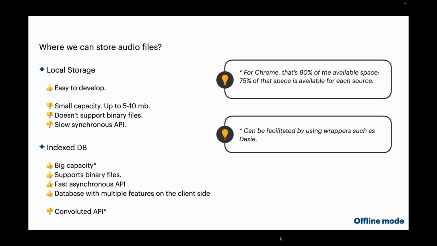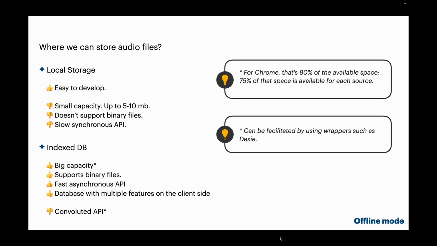Another option is IndexedDB. It offers a relatively larger capacity. For example, in Chrome, it can use up to 80% of the available space and allocate a maximum of 75% of the space for each origin. It natively supports binary files, has a fast asynchronous API, and is a feature-rich client-side database. However, the wealth of features leads to a very complex and convoluted API, which can discourage many developers.